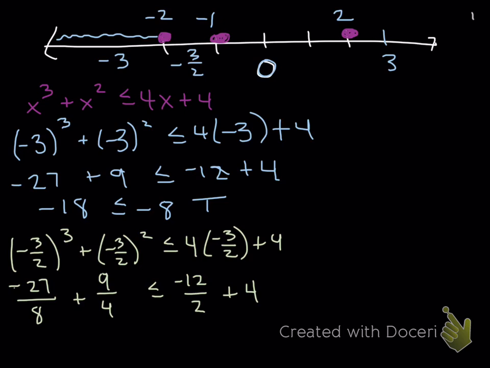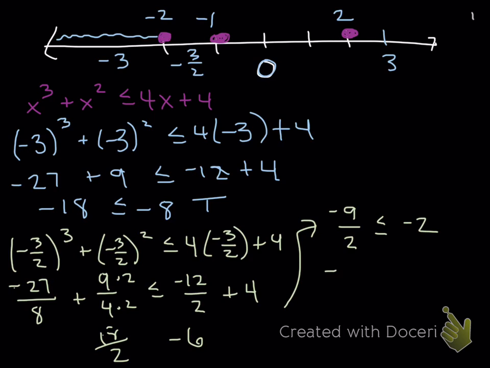So we would want to fix this up a little bit. This 9 over 4, I'm going to multiply by 2 over 2 and make that be an 18 over 2, so I have common denominators. So negative 27 plus 18 is going to be negative 9 over 2. I know negative 12 over 2 is a negative 6, and negative 6 plus 4 is negative 2. And negative 9 over 2 is negative 4.5. So that's also a true statement. So I'm going to continue with the shading up until negative 1.